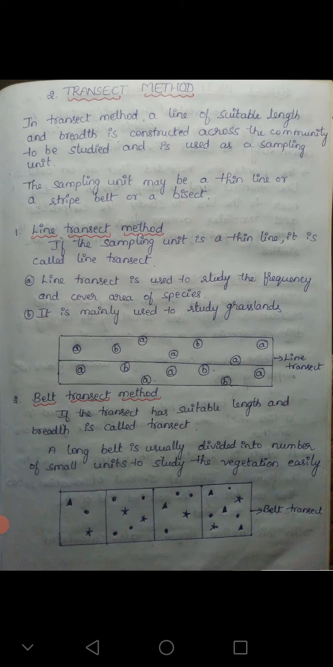Second one, belt transect method. If the transect has suitable length and breadth, it is called a belt transect. What is the difference? In the line transect a thin line is plotted, but in the belt transect a line of suitable length and breadth means in between the two lines there is a divider. A long belt is usually divided into a number of small units to study the vegetation easily. This is belt transect.